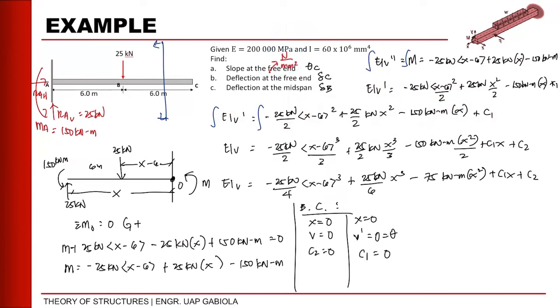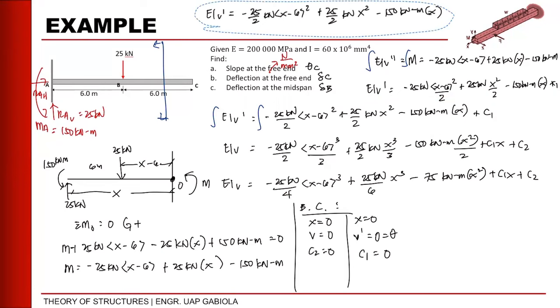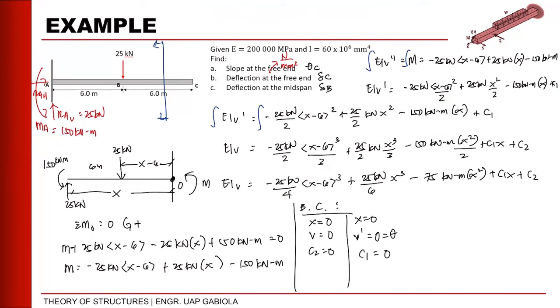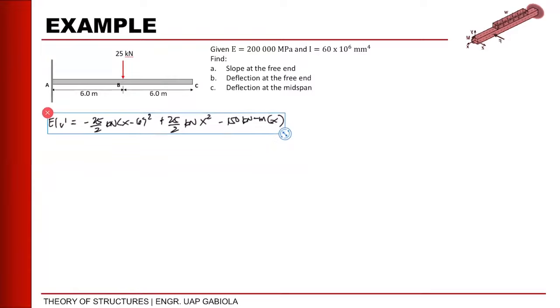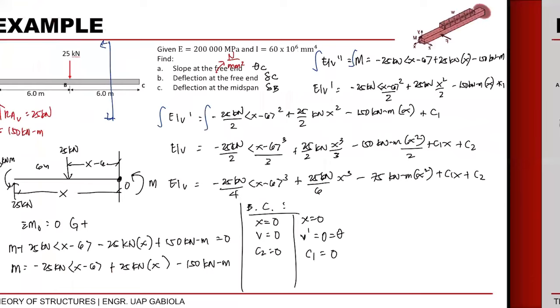So lagay natin yung sa slope. Yung slope natin, EI v prime is equals to negative 25 over 2 kN (x minus 6) squared plus 25 over 2 kN x squared minus 150 kN·m times x. Then you see C1 is 0 kaya wala na yan. So ito yung ating slope equation. Nalagay na lang natin sa next slide. Yan. Ito yung slope.